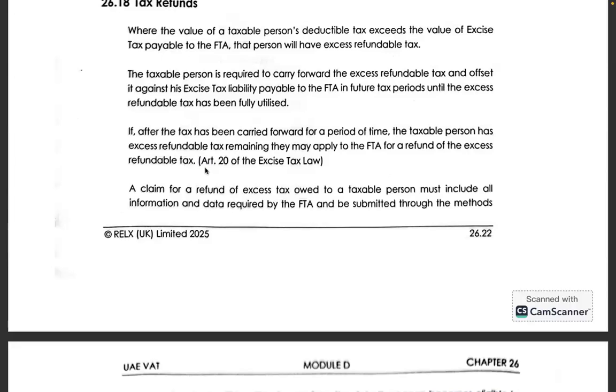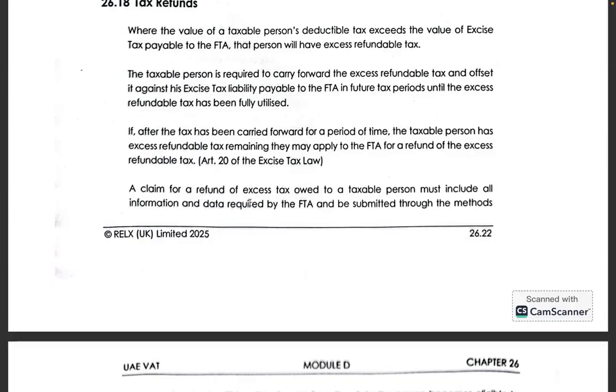So it works just like the VAT refund situation. You can either apply for a refund, or you can allow the tax credit to be carried forward. Later on, if there is a liability, it will be offset against that tax credit.